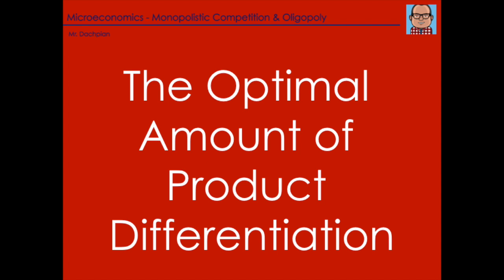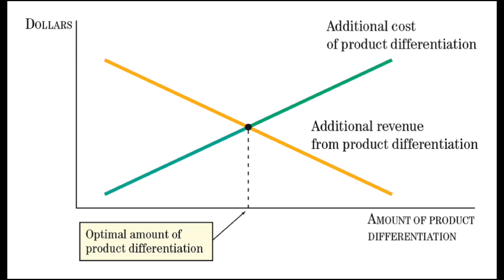Since product differentiation entails cost, finding the optimal level of product differentiation is similar to finding the equilibrium in a supply and demand model. This figure illustrates how firms determine the optimal amount of product differentiation. In this figure, the optimal amount is found by comparing the additional revenue from product differentiation with the additional cost of product differentiation.